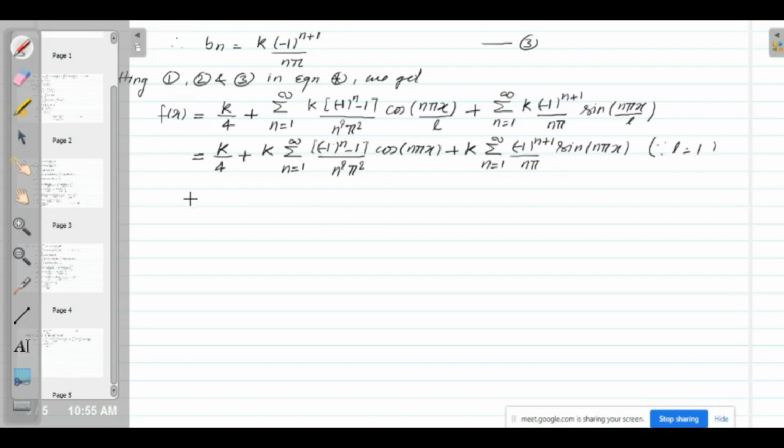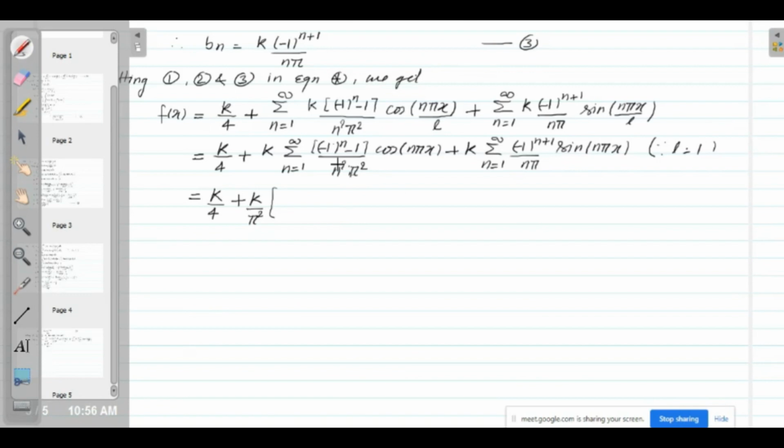Now just run the series. So this is k by 4 and plus k, run the series. Pi is constant, so I'm taking it outside, so this is pi square, this is pi square, and we will remove pi square from here. This is no problem. So this is pi square. Now just run the series.